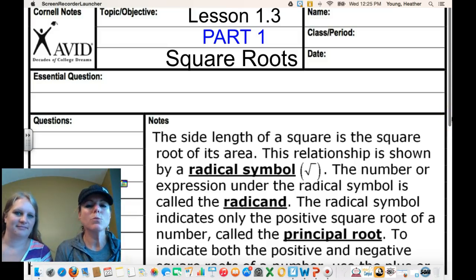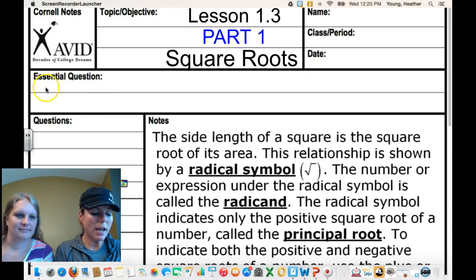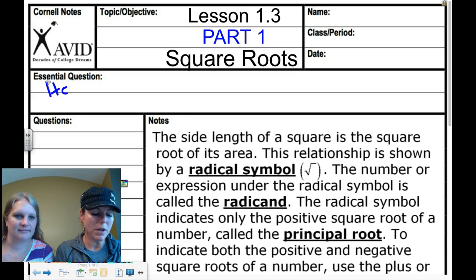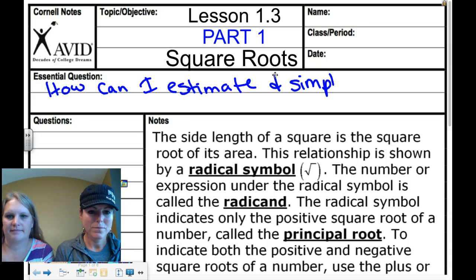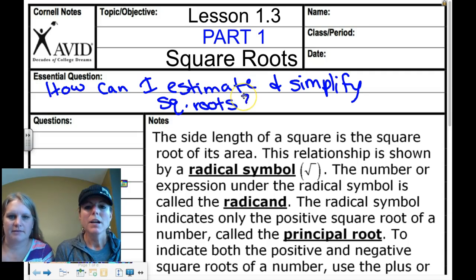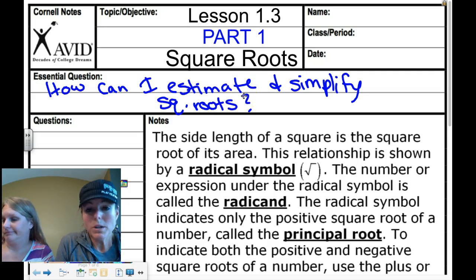Today's lesson is lesson 1.3 on square roots. It's part 1 today, and the essential question will be, how can I estimate and simplify square roots? Perfect. So let's talk about what is a square root?